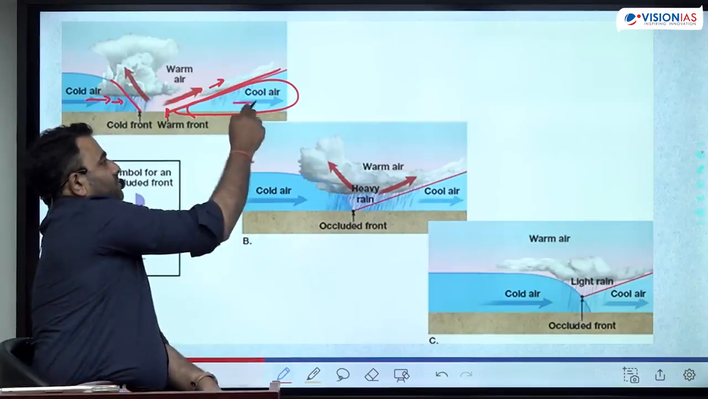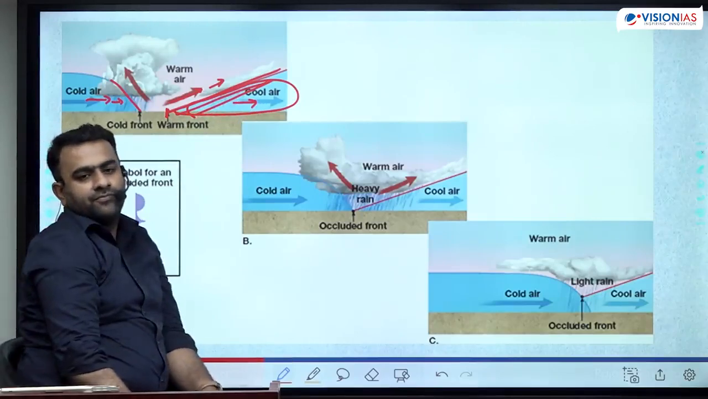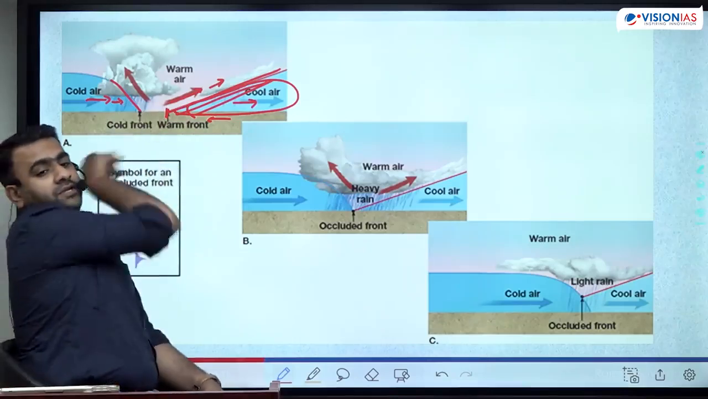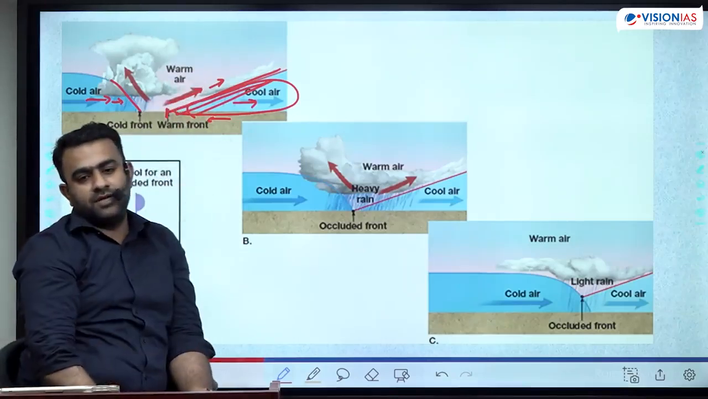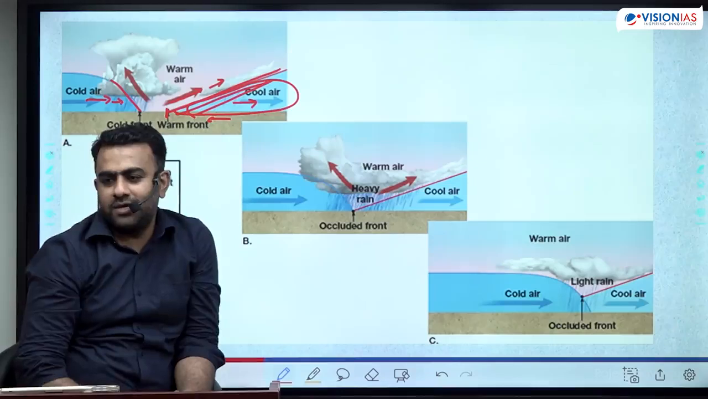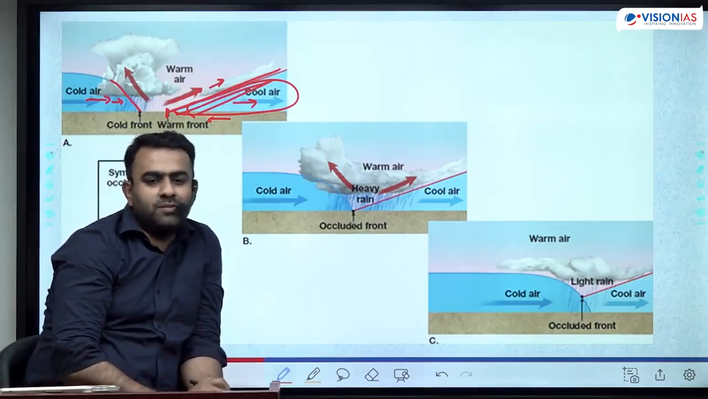If the cold air moves in this direction, the warm front also moves in this direction only. If the cold air moves in this direction, warm front also moves in this direction, even though the warm air is rising in this direction. It doesn't matter in which direction the warm air is moving. It's always the cold air which will decide the direction of movement of front.